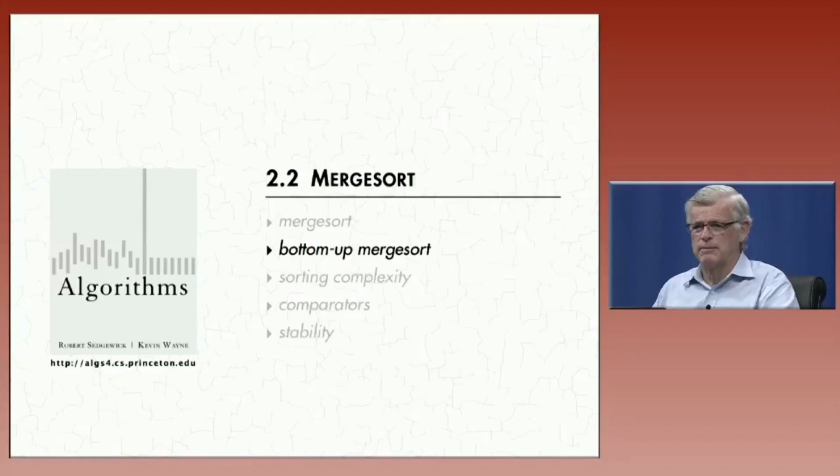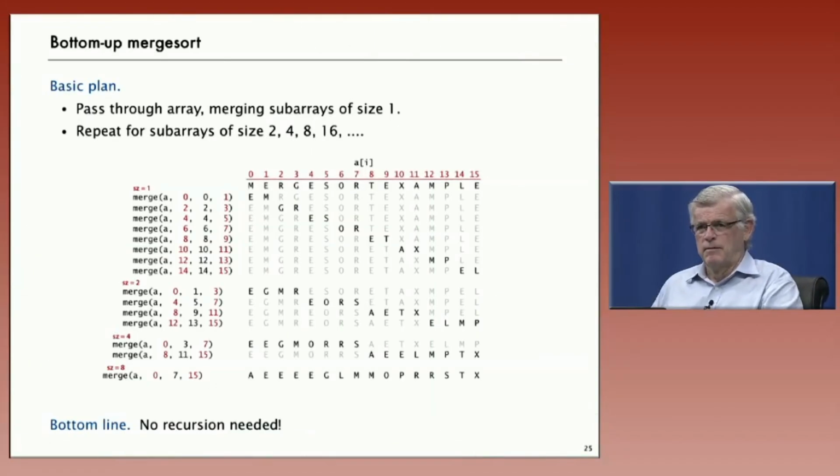Next, we're going to look at a bottom-up version of merge sort. While merge sort is easy to understand as a recursive program, this bottom-up version that has no recursion is also quite simple to understand and to code up. The basic idea is to think of the array as being, at the beginning, a set of little sorted subarrays of size 1.